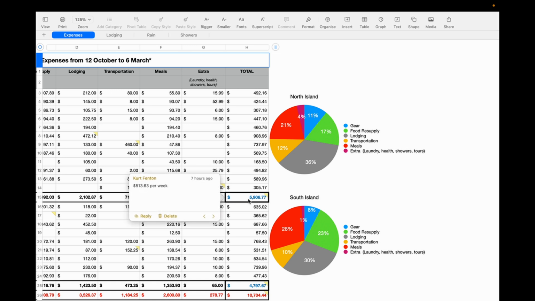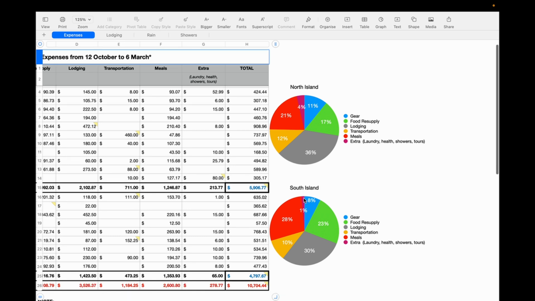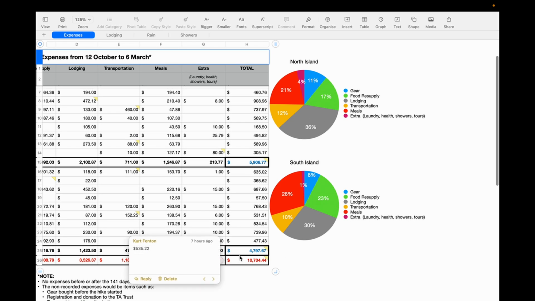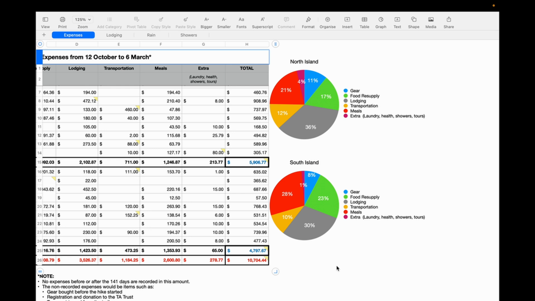So I spent $5,906 on the North Island and $4,700, or almost $4,800, on the South Island. So people would think, oh, it's more expensive on the North Island. Well, you spend more money. But if you notice here, I spent an average of $513 per week on the North Island and an average of $564 on the South Island.